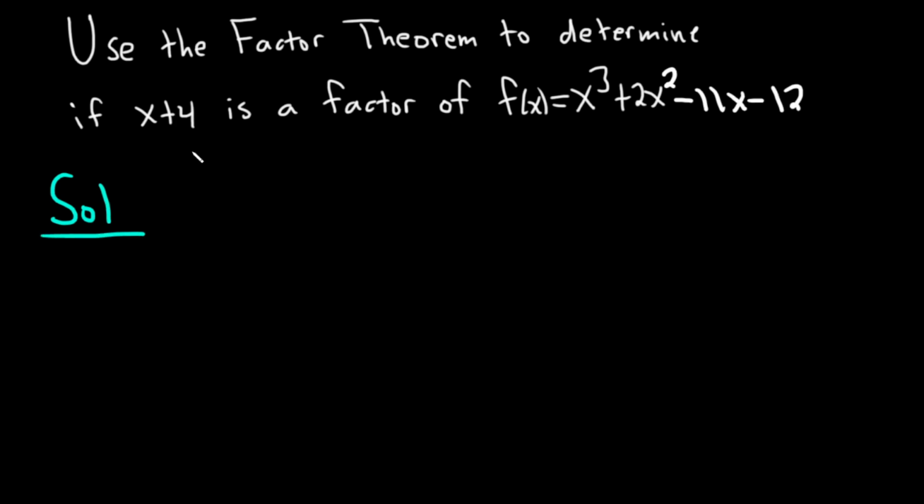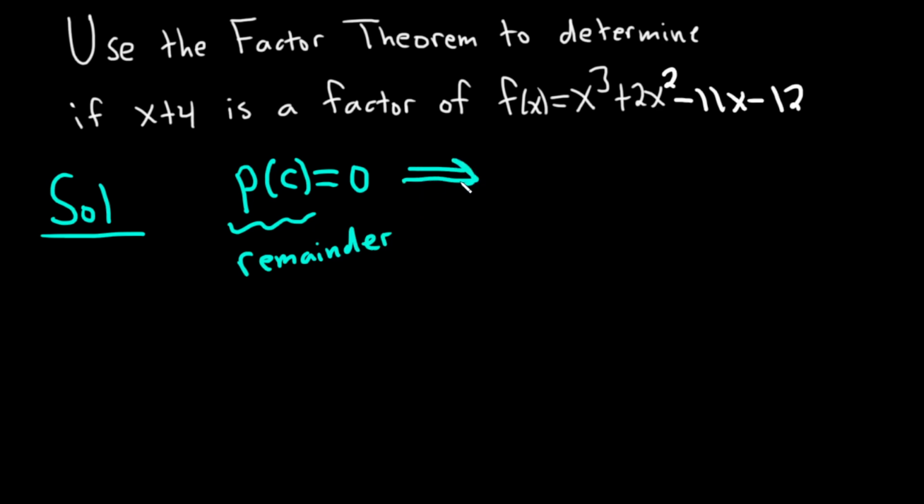Okay, so first I just have to tell you what the factor theorem is. Let's suppose that little p is a polynomial. The factor theorem says that little p of c is going to be equal to 0. And this, by the way, is key, the remainder you get when you divide. And this is equivalent to saying that x minus c is a factor of little p of x.